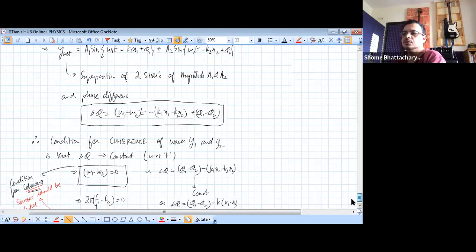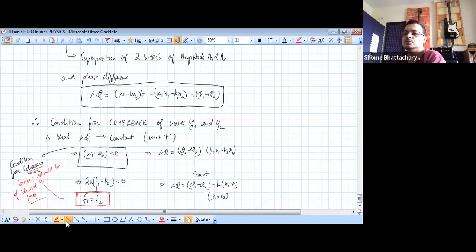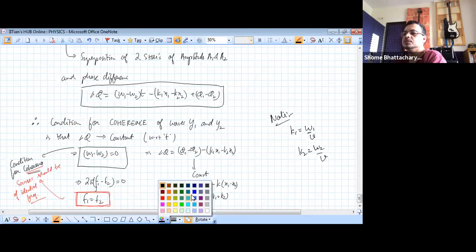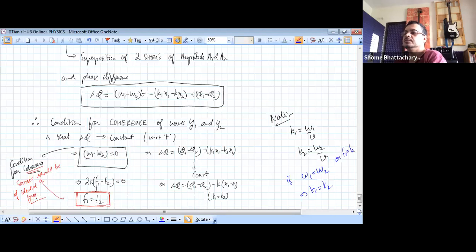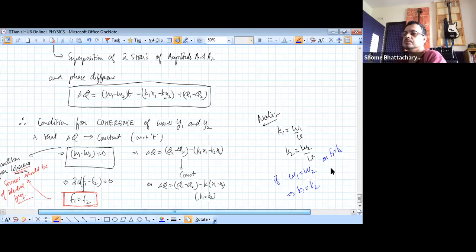Now mind you, the moment omega 1 is equal to omega 2, automatically K1 becomes equal to K2 because we have this relation that K1 is equal to omega 1 by V and K2 is equal to omega 2 by V. So if omega 1 is equal to omega 2, it implies that K1 is equal to K2. Or another way of saying it, that F1 is equal to F2. It implies that the wavelengths are also the same. You know, that point is clear now? No?